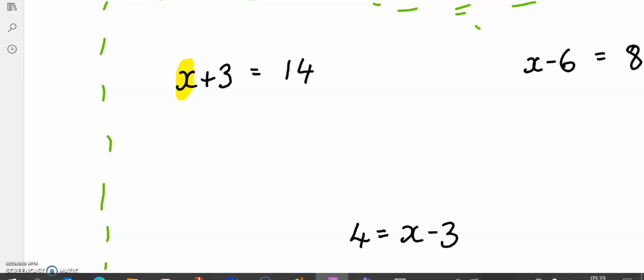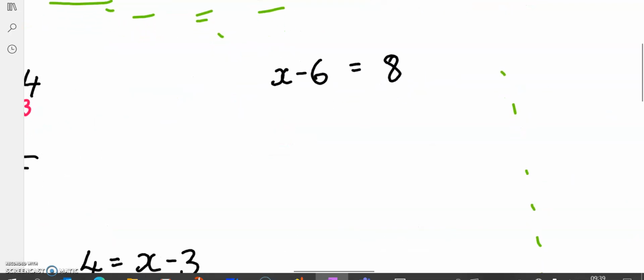At the minute, we've got x plus 3, so we want to get rid of that plus 3. So we ask, what's the opposite of plus 3? Minus 3. We subtract 3 from both sides. What we do to one side, we must do to the other. When we subtract 3 from the left, we're left with x, because 3 take away 3 is 0. So that's going to be x equals 11, because 11 plus 3 makes 14.